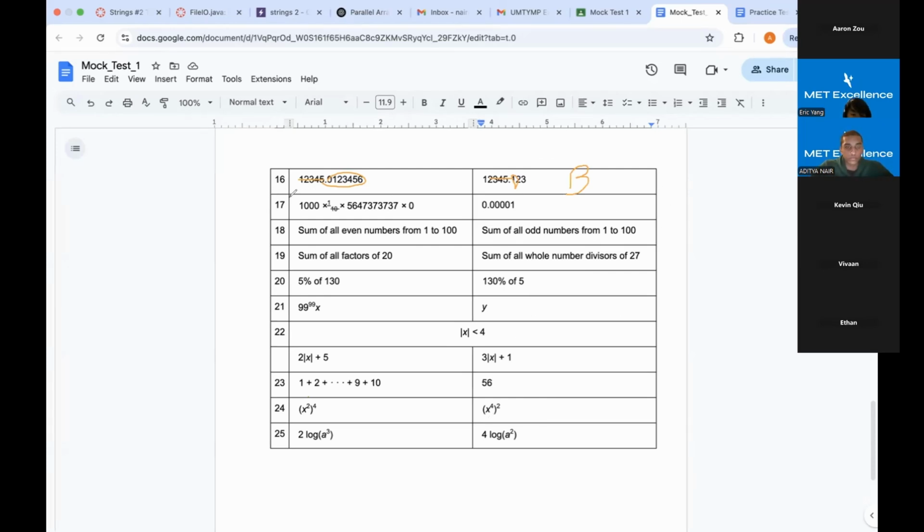Question number 17. It looks a bit weird on this thing, but it's just 1,000 times 1 over 10, times, basically an orange number, but times 0.